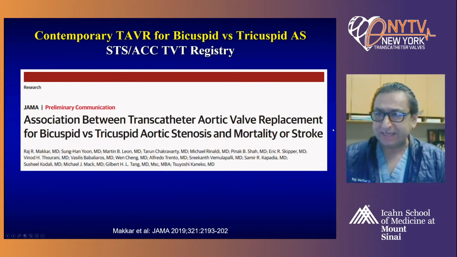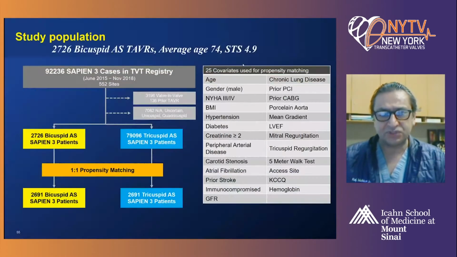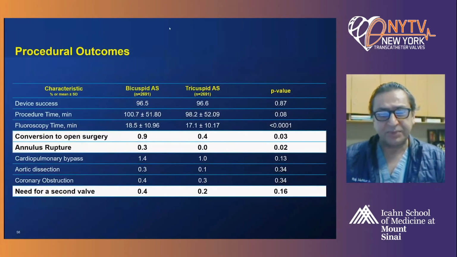So what is the data? I want to start off with this TVT registry data in almost 2,700 bicuspid aortic stenosis patients with an average age of 74 and STS of 4.9. After propensity matching, what we found was that the bicuspid aortic stenosis TAVR outcomes were actually quite good. Though the conversion to surgery was more frequent in bicuspid aortic stenosis, it was still less than 1%.